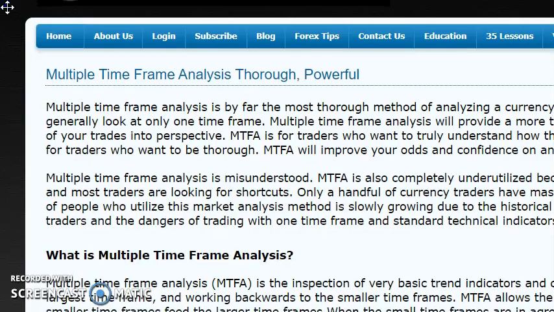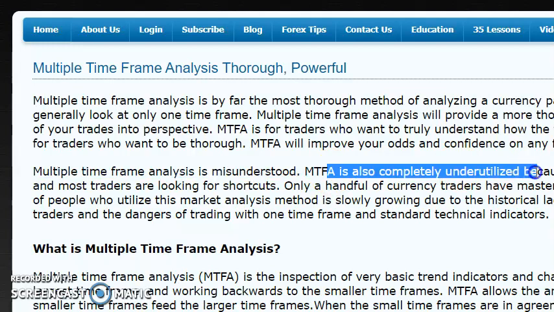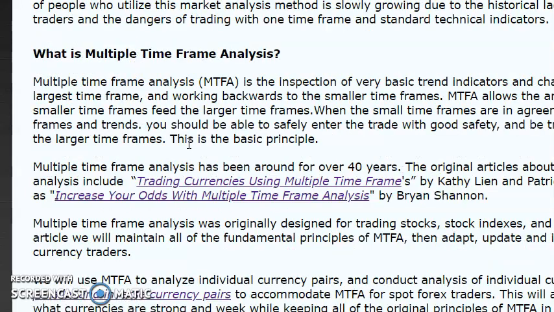It's a very powerful way of analyzing the charts, individual currencies, and preparing trading plans. But it's underutilized because I think Forex traders really don't understand it or have mastered it. But we're going to show you how to set up the indicators, and we're going to show you how to approach analyzing the Forex market and 28 currency pairs with multiple time frame analysis.